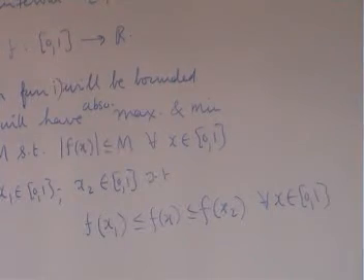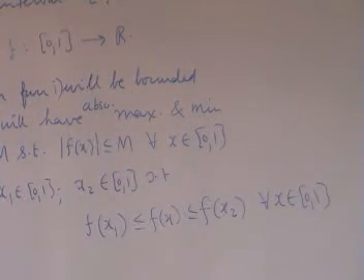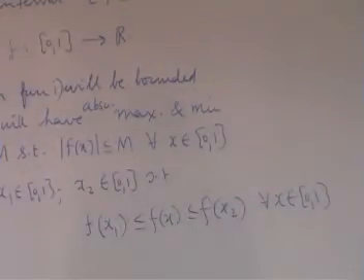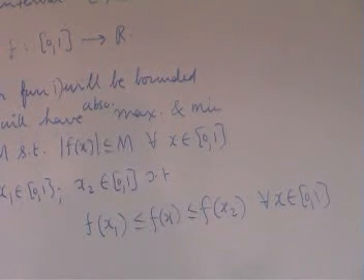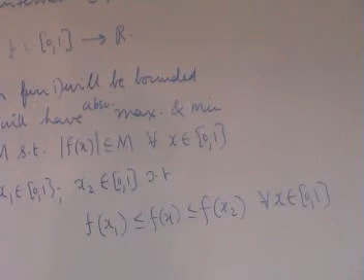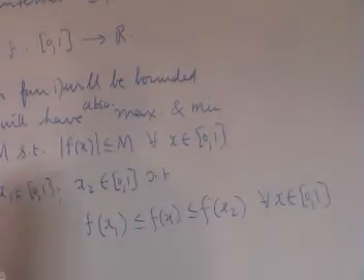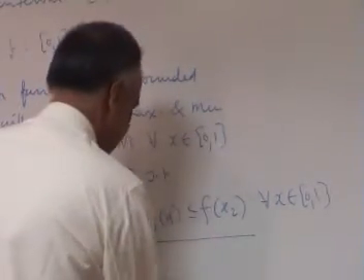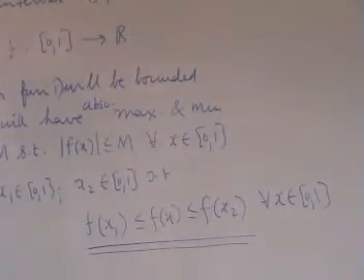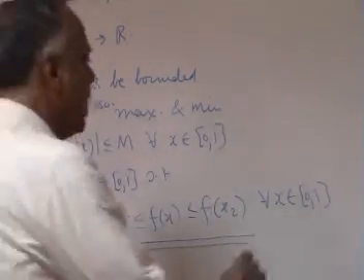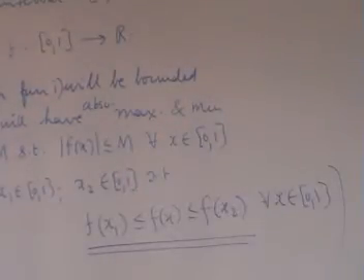Absolute maximum does not mean maximum of the absolute value. Absolute maximum means nobody beats him. No value is above or beyond that. So that's what is meant by saying any continuous function has these properties. Okay.